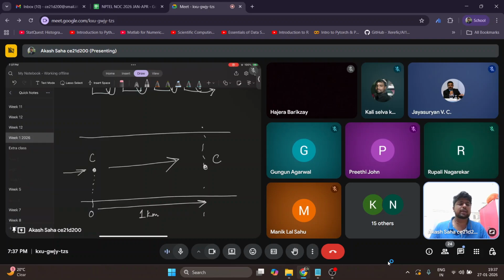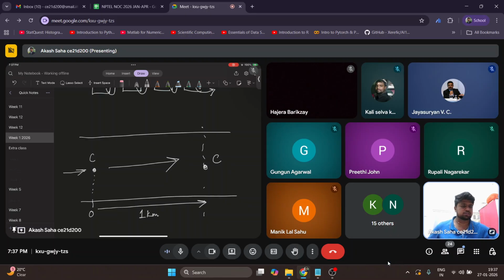Most of the time we have a tendency to think that the concentration changes, but it doesn't happen due to advection. Advection simply transports the same concentration from one point to another due to the bulk movement of the fluid, right? It's like just dropping a plastic ball in a river. After 1 kilometer also, the plastic ball remains the same. It will be floating, right?